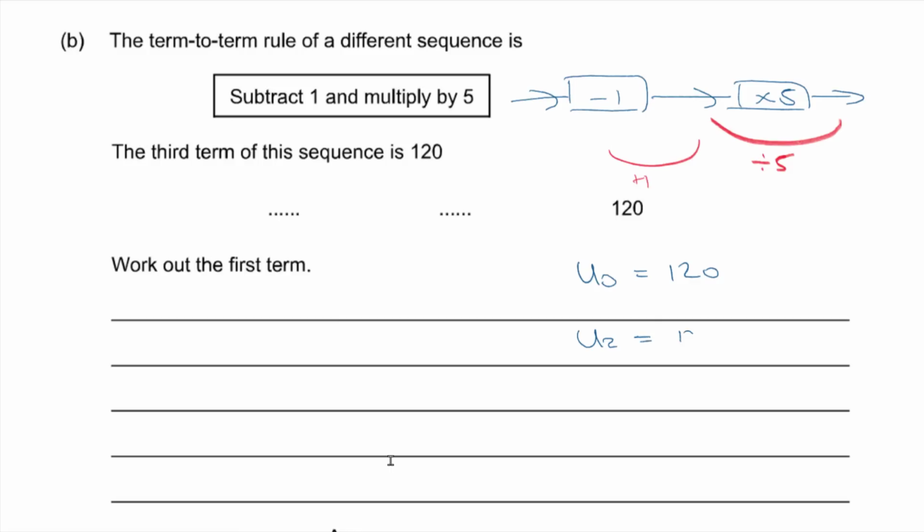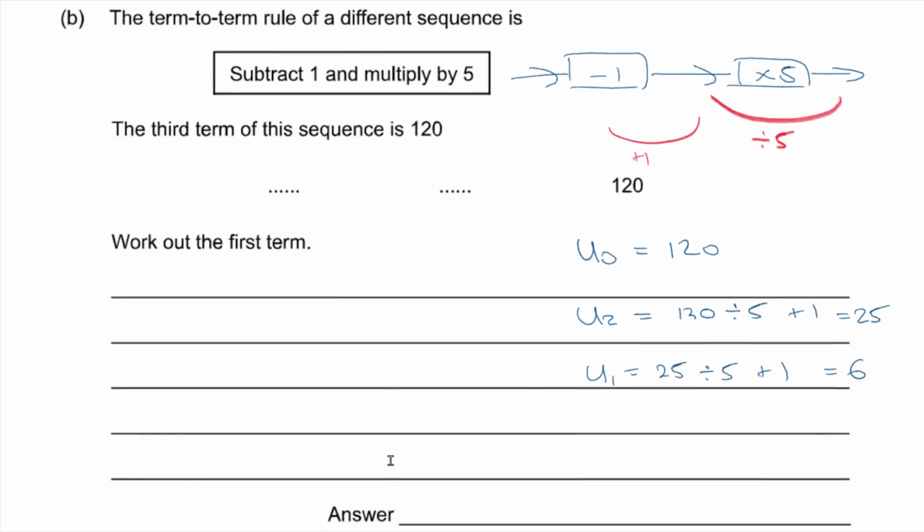I'm going to take my value for u3 and I'm going to divide it by 5, and then I'm going to add 1, and that's going to be my u2 value then, isn't it? So 120 divided by 5, what's that? That's 24 plus 1 is 25. So my second term u2 is 25, and my first term u1 is going to be the same thing. I'm going to take 25, my second term, divide it by 5, and add 1. 25 divided by 5 is 5, plus 1 is 6. So u1 must have been 6 to start with. So what's the first term? The first term is 6.